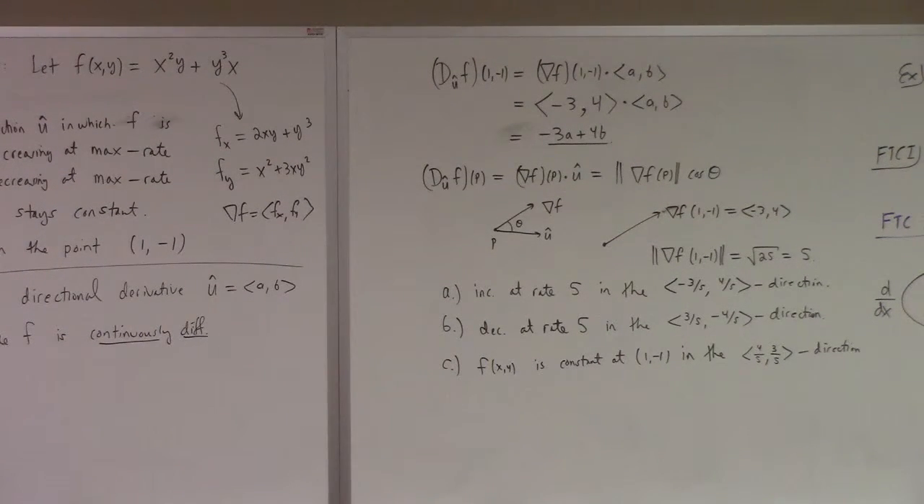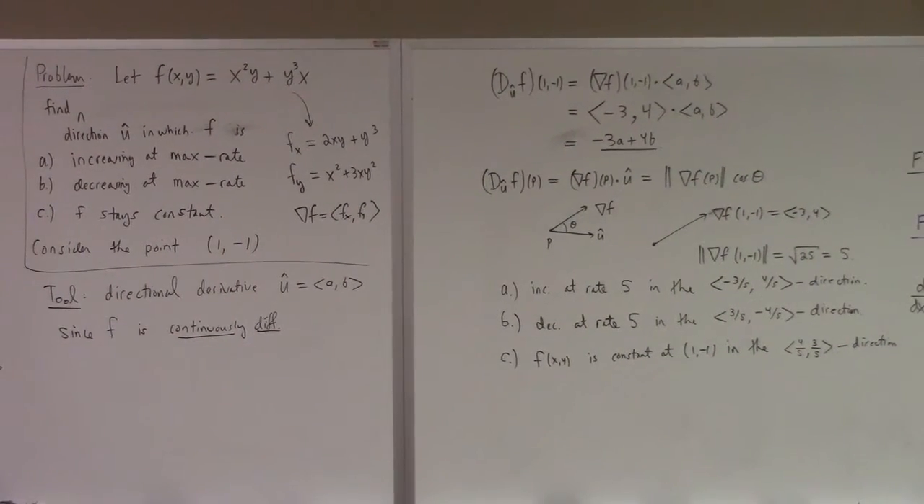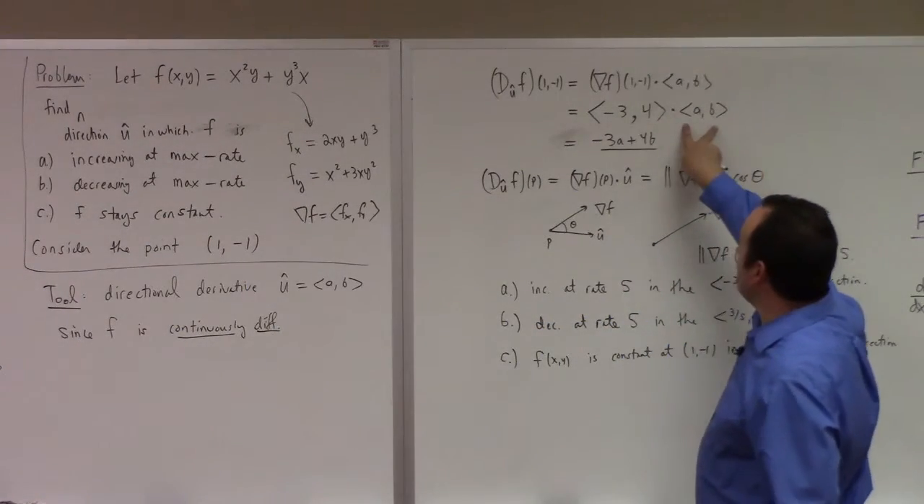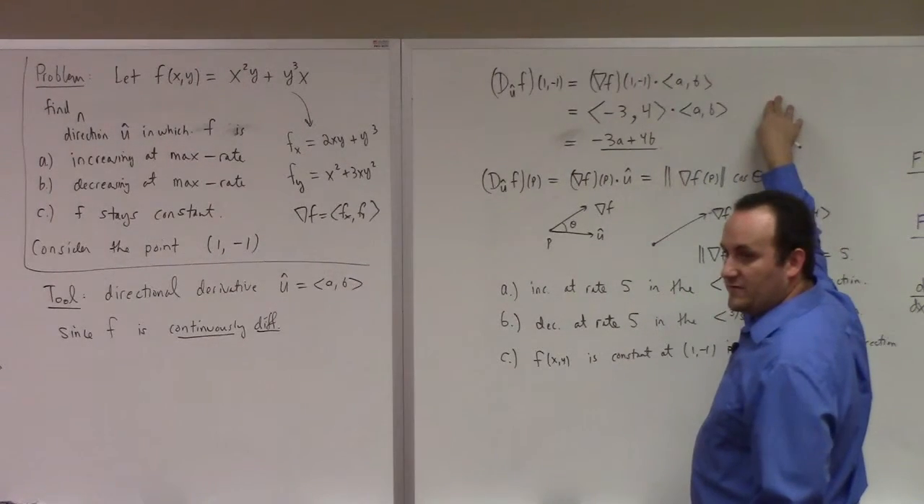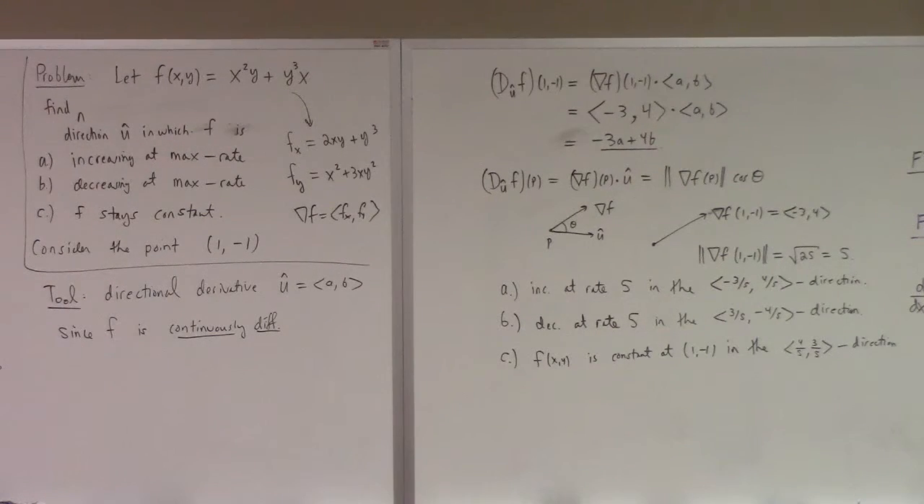Because the dot product of that with the gradient is 0. So that's at 90 degrees. If you take this vector, 4/5, 3/5, and you put it back up in here, the dot product gives you 0. The rate of change is 0. When the rate of change is 0, it's constant in that direction. Is that good? A question?